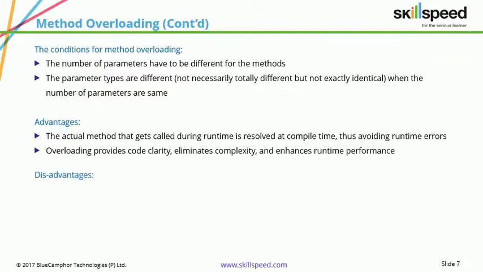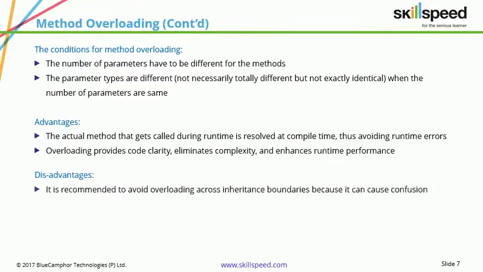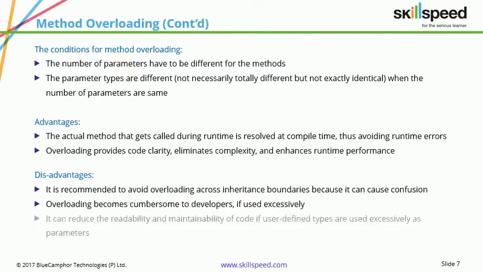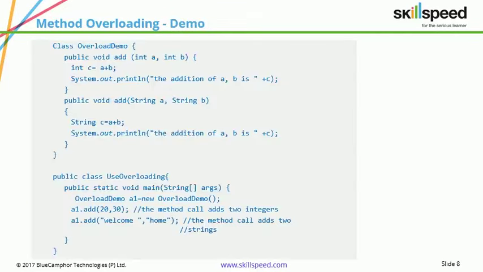What are the disadvantages that we have? It is recommended to avoid overloading across inheritance boundaries because it can cause confusion. Overloading becomes cumbersome to developers if used excessively. It can reduce the readability and maintainability of code if user-defined types are used excessively as parameters.